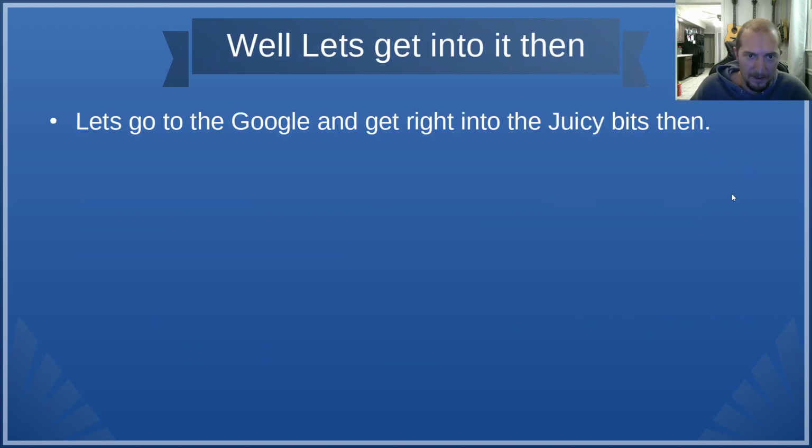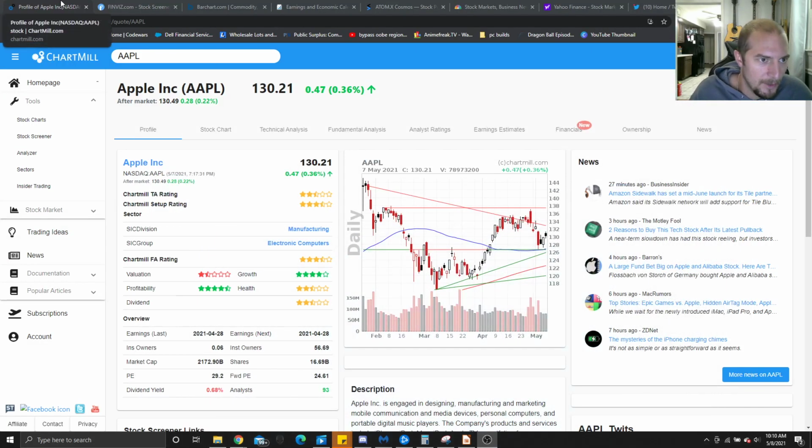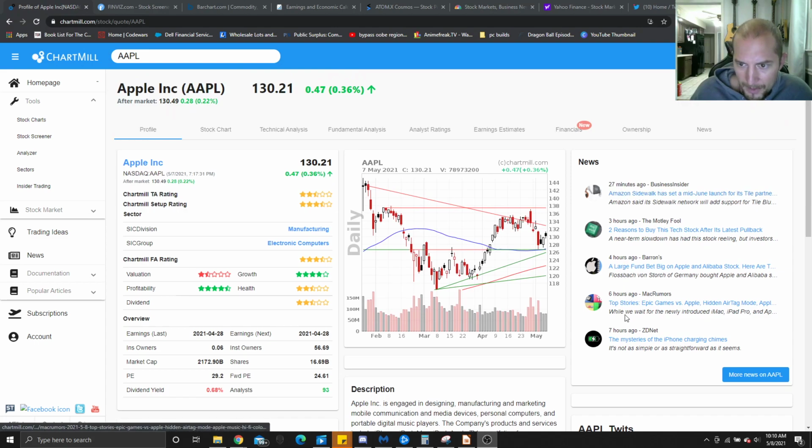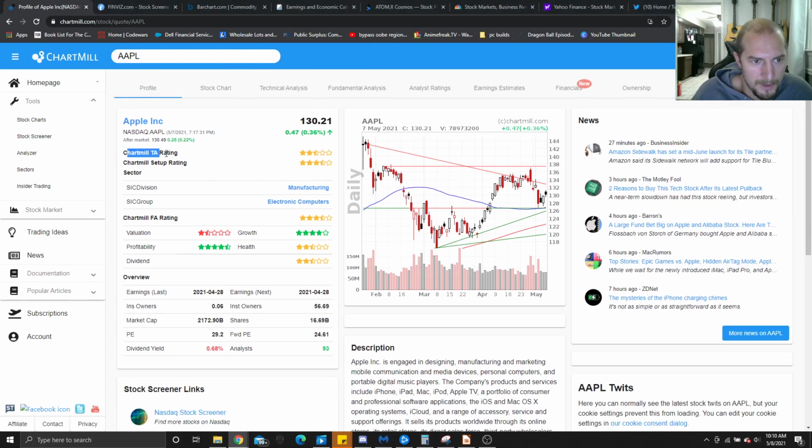And with that being said, let's get onto Google for some juicy bits. So first up here, we're going to be looking at ChartMill. ChartMill is a great website. You can look at news articles over here. You've got some basic charting, and then you have a star rating that this site gives you. See here, the TA rating, they rate their setups. But the very best part, I think personally, of this site is this analyzer and this trading ideas tab. You can get a lot of really great ideas and see stocks maybe you wouldn't normally look at.